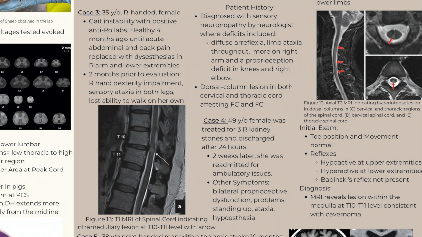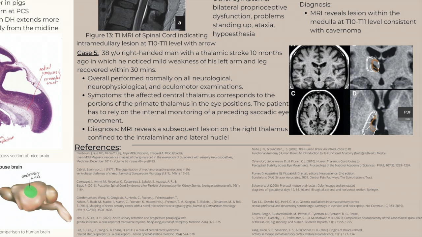Spinal MRI reveals a lesion within the medulla at the T10 to T11 level consistent with a cavernoma. This is a T1 MRI of the spinal cord indicating an intramedullary lesion at the T10 to T11 level with the arrow. Case 5 is of a 38-year-old right-handed man who had a thalamic stroke 10 months ago, in which he noticed mild weakness of the left arm and the leg. However, it recovered within 30 minutes.